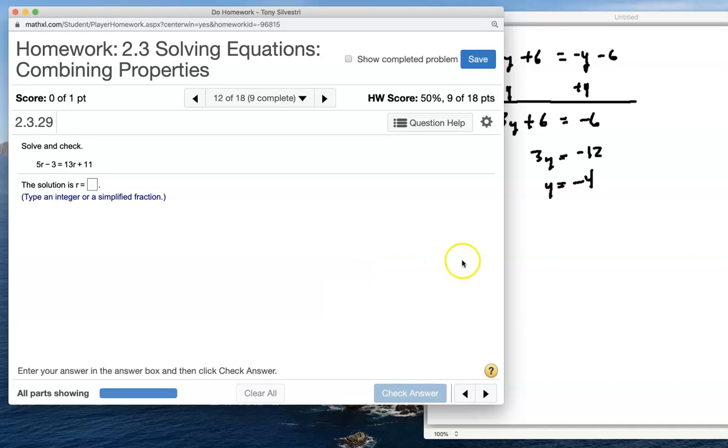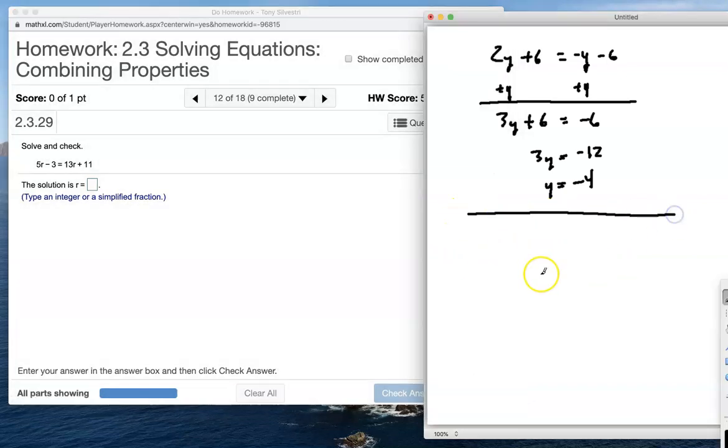Okay, now I'm going to do this one too. We've got 5r minus 3 equals 13r. Now the problem with this is we have r's on both sides of the equation, and you really should have r on one side. It doesn't matter which side you put the r, as long as there's r on one side. It's just that I'm used to having my variables on the left. That's the only reason. But I'm going to show you that it doesn't matter.